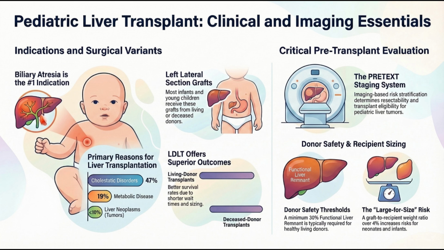Right. I mean, you get a much shorter wait time and the doctors can plan a much better size match. Absolutely. But despite those huge advantages, LDLT only makes up about 12% of pediatric liver transplants in the United States. Meanwhile, the report notes that in countries like China, it accounts for up to 80% of procedures. What is causing that massive gap?